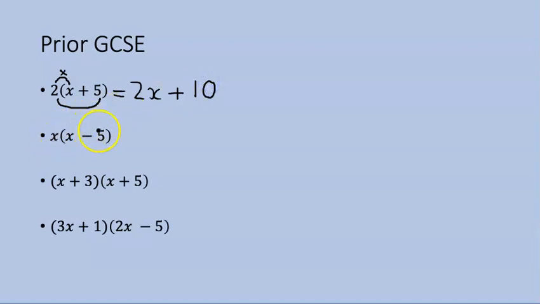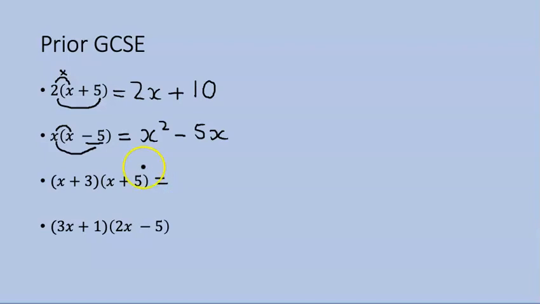When I'm dealing with x multiplied by this, I want to do x times x first. That gives me x squared. And then I'm going to do x times the whole minus 5. That gives me minus 5x.